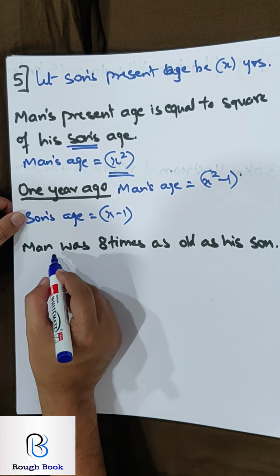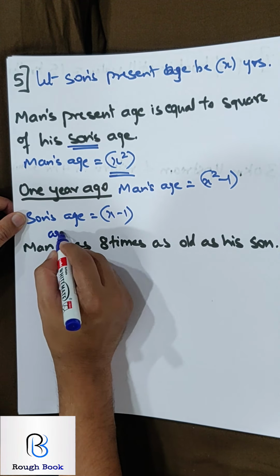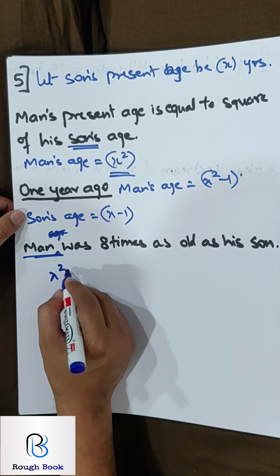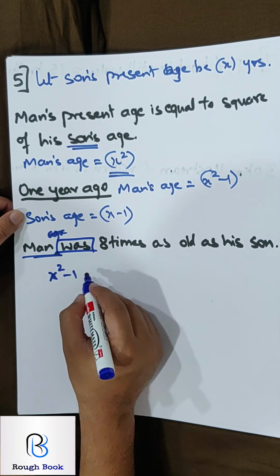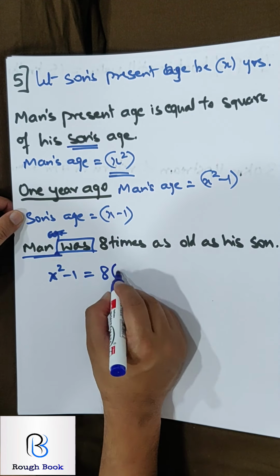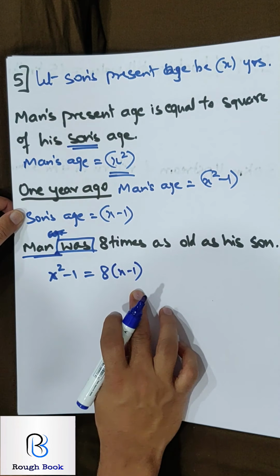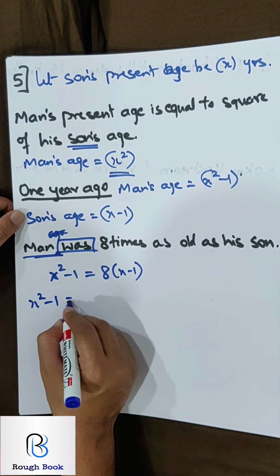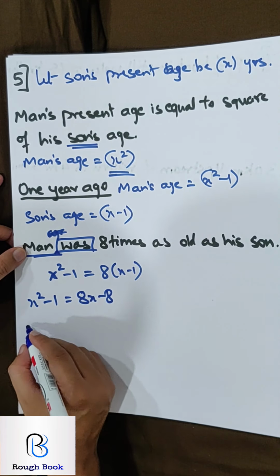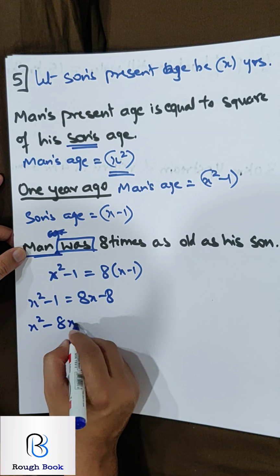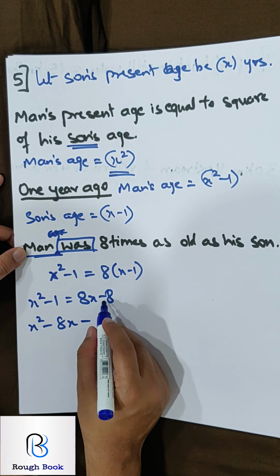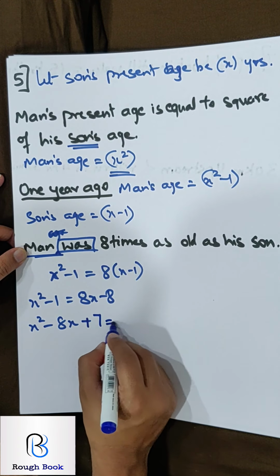Now man's age was, I forgot to write over here. Yeah, man was 8 times. So what is man? Man is x square minus 1. Was is your separator. 8 times as old as his son. So son is x minus 1. Did you get this? So I'll get x square minus 1 equals 8x minus 8. So x square minus 8x, minus will become plus, so plus 7.